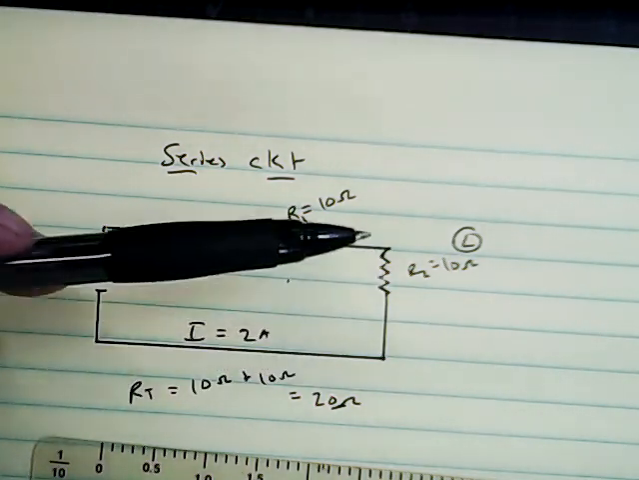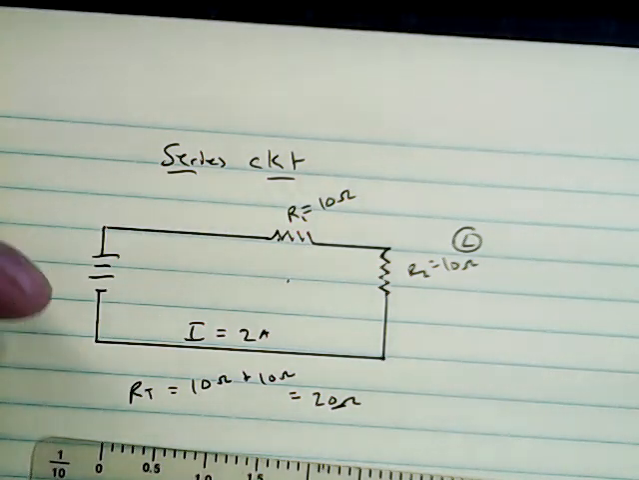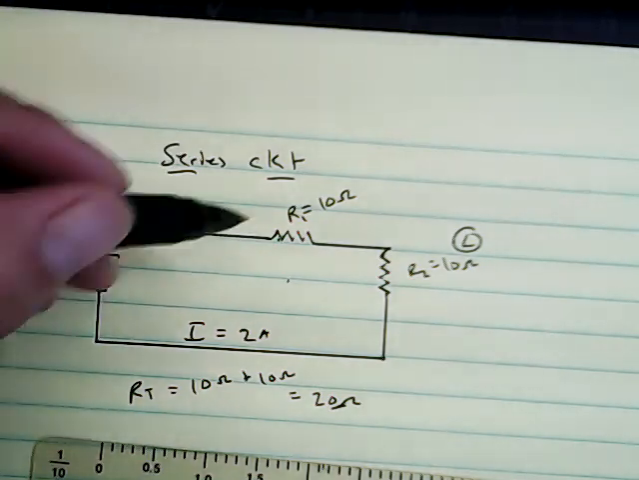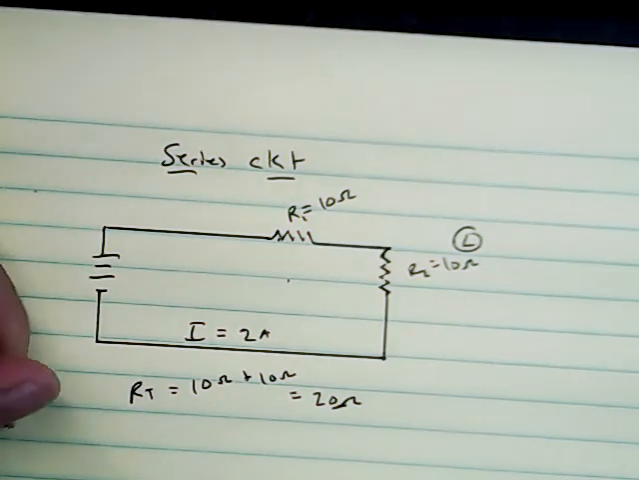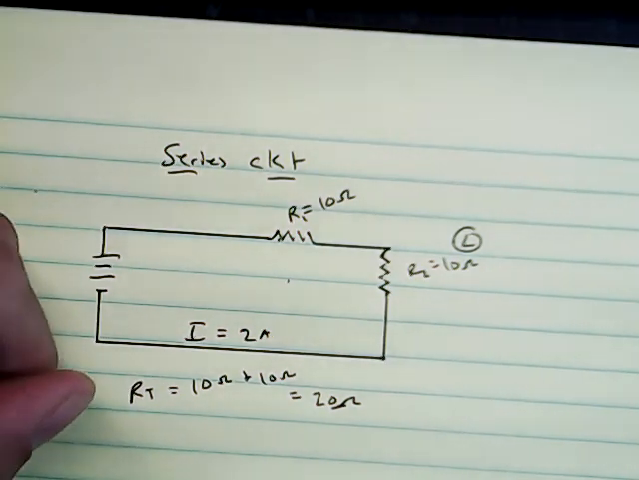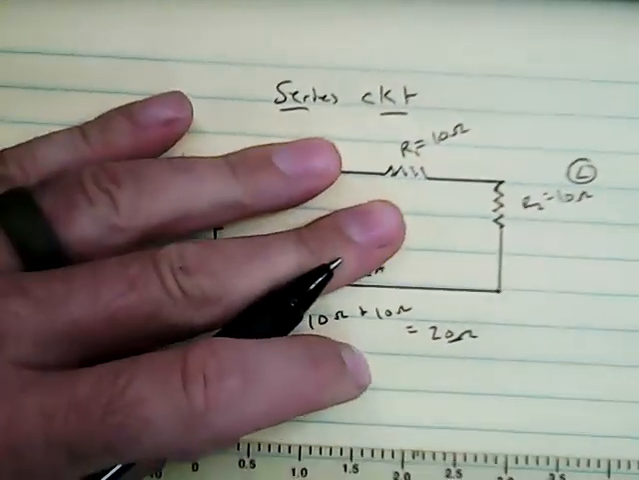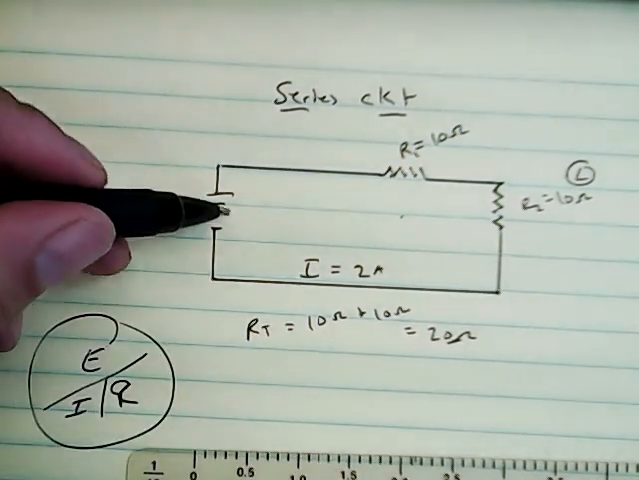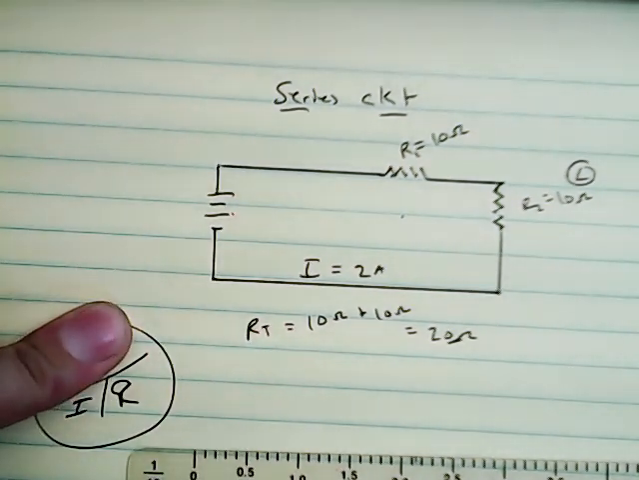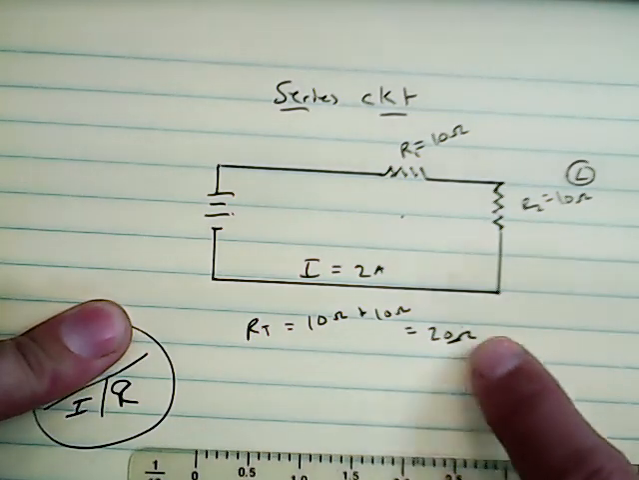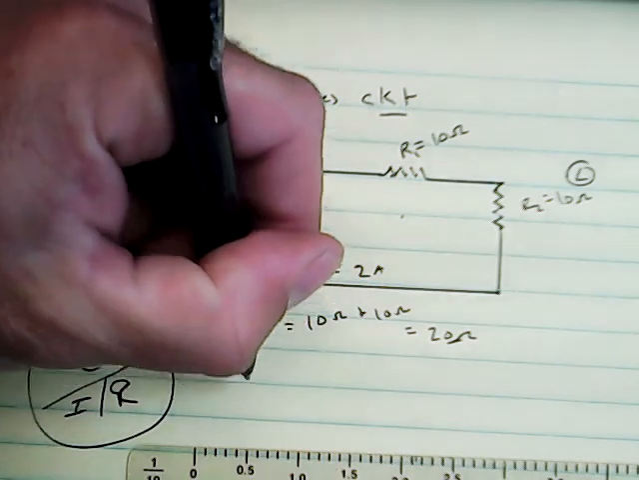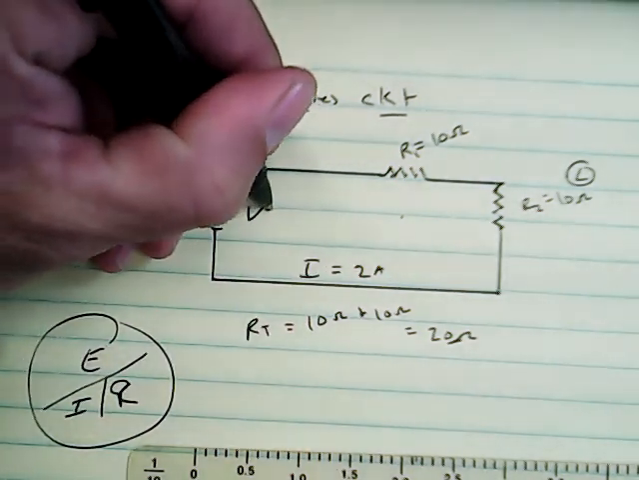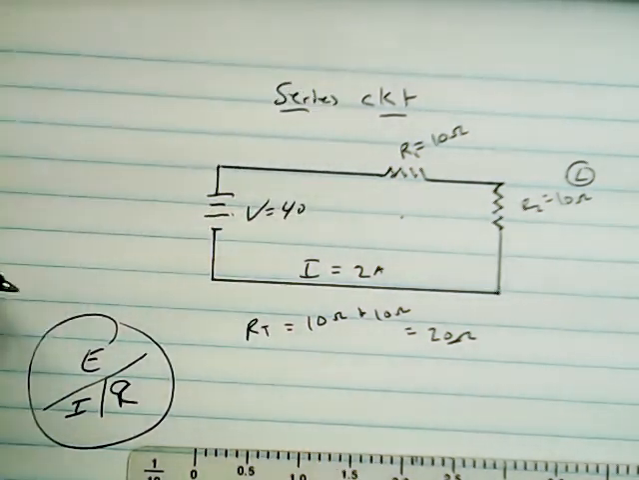The sum of the voltage drops across all resistors must be equal to the source voltage. So if we have a voltage drop across here, we do a little Ohm's law real quick. E, I, R. I don't know what E is, so I cover that up. We've got I times R. RT is 20, times I. 2 times 20 equals 40. So 40 what? The voltage of this circuit equals 40 volts, okay?